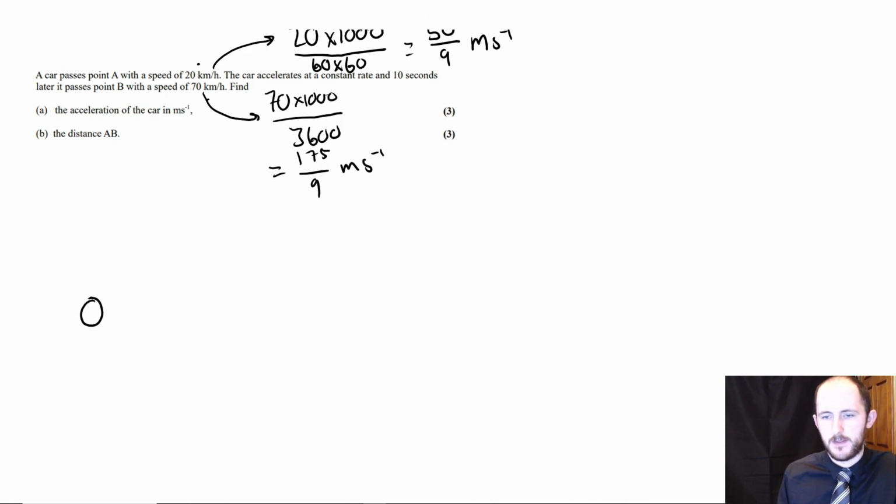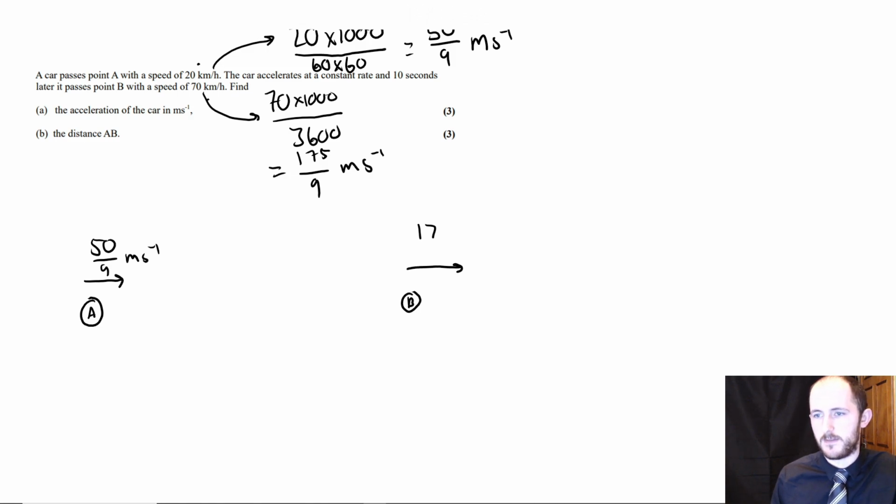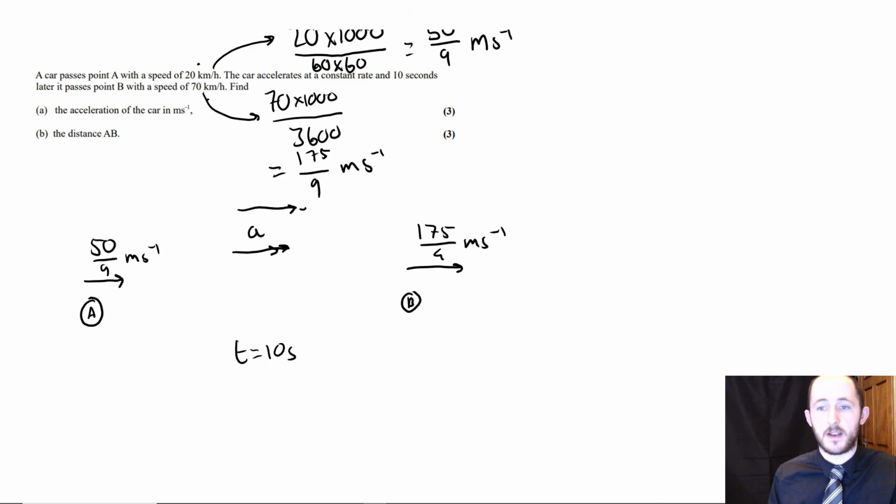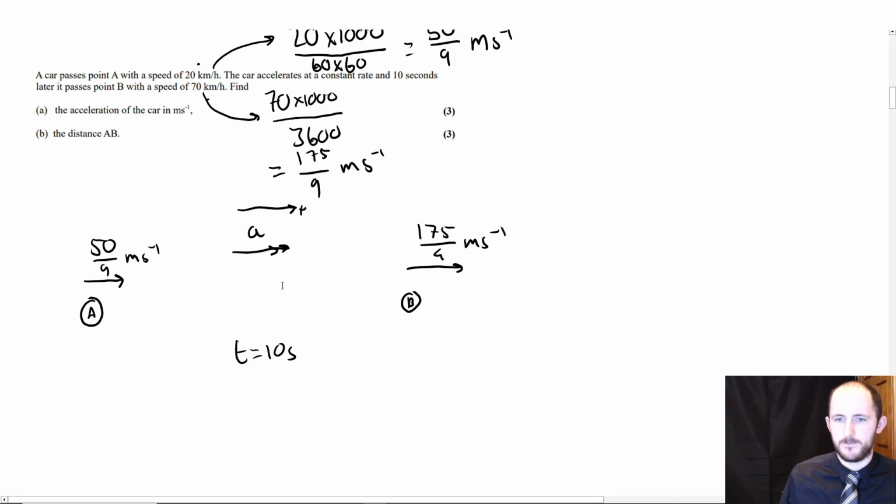So we have a point A and a point B. Here he's traveling at 50/9 meters per second, and over here we're traveling at 175/9 meters per second. There's a constant acceleration, and 10 seconds later, so t is equal to 10 seconds. We have this constant acceleration, which we don't know, so we'll call it a, and obviously we're going to take right as positive. You could take left as negative if you're a bit Machiavellian, and everything would just be negative, so I'm not sure why you'd want to do that.